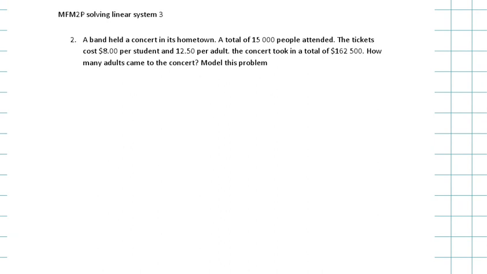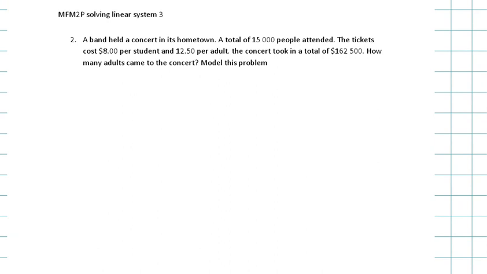A total of 15,000 people attended. What does that mean? So they're asking for adults. Now I have two different types of tickets. I have the adult tickets and the children's tickets. But then when you count people, do you count just adults and kids, or you can add everybody? How many people attended? So that means the number of adults and the number of children equal 15,000.